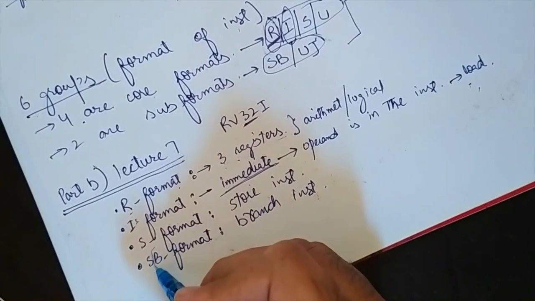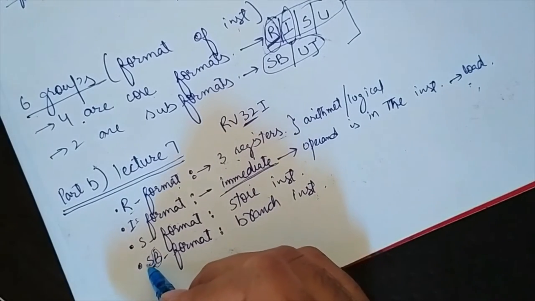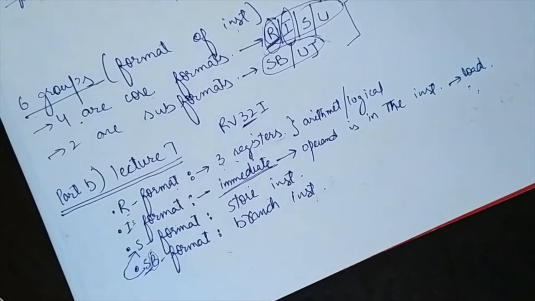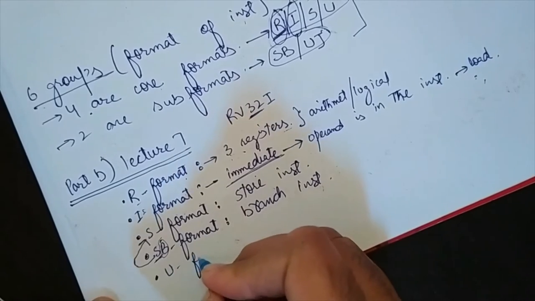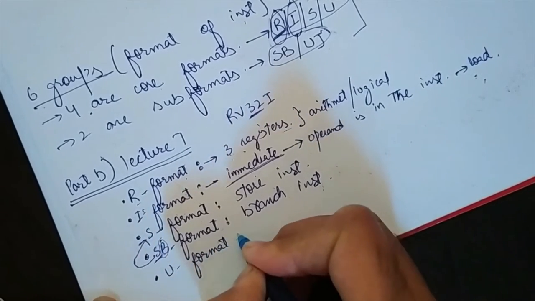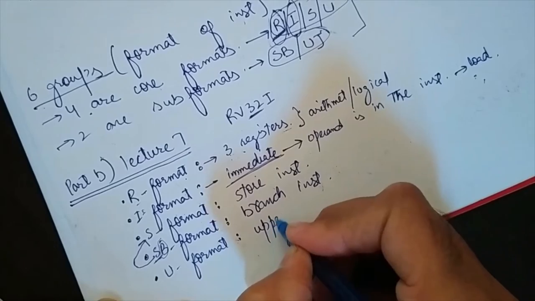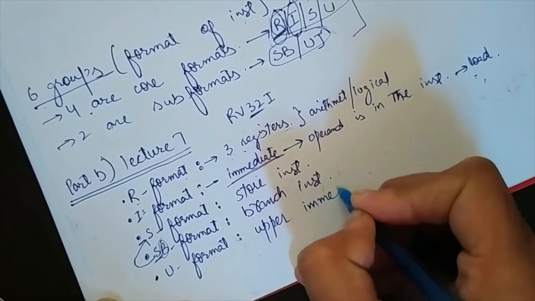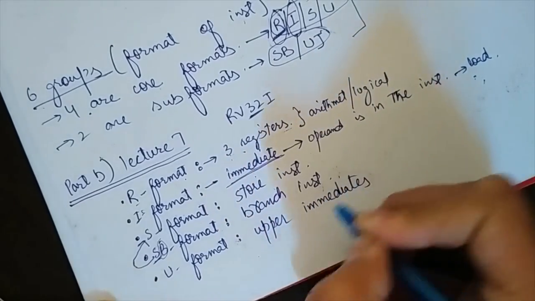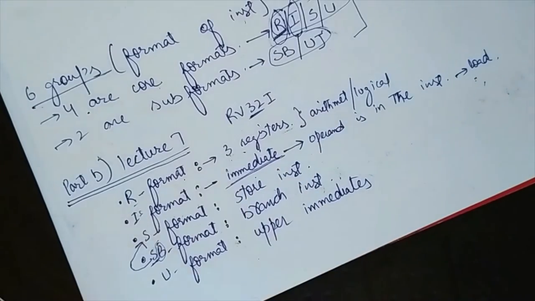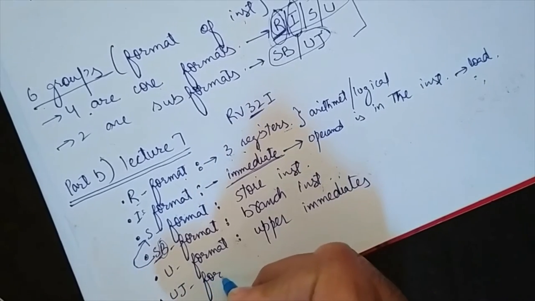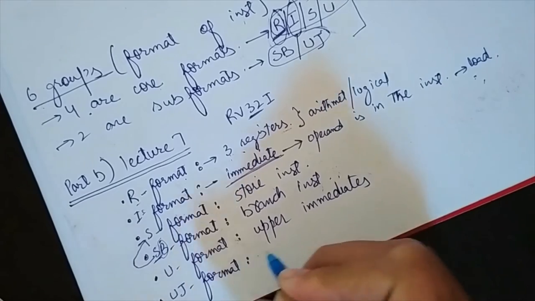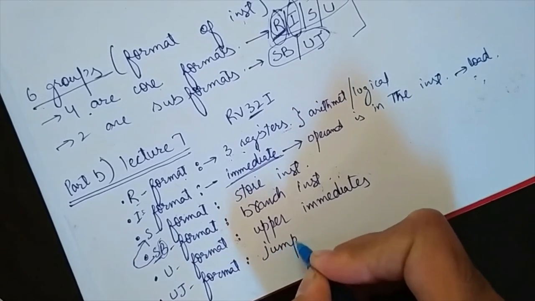So B is for branch. S is because this format is similar to S format. And another format is U format. That is used for upper immediates. Upper immediates means when we have a large size immediate. We will discuss this in great detail, so let's wait for that particular lecture. And the last format is UJ format. And this format is used by jump instructions.